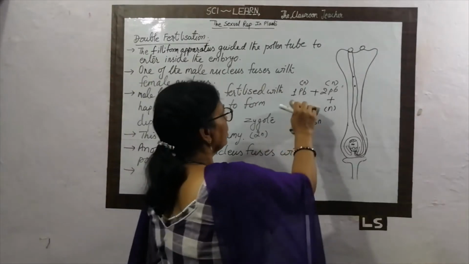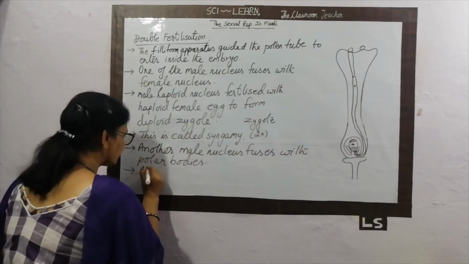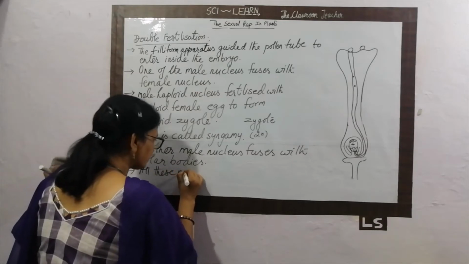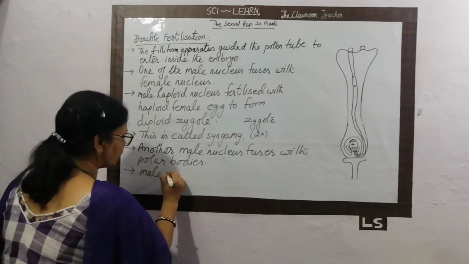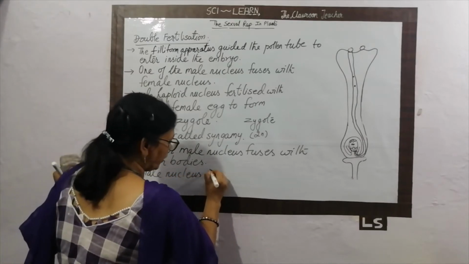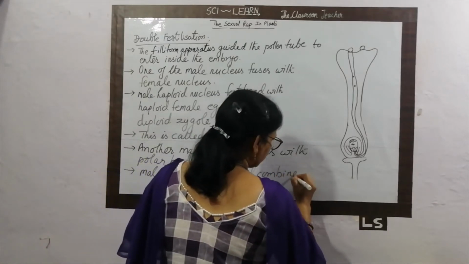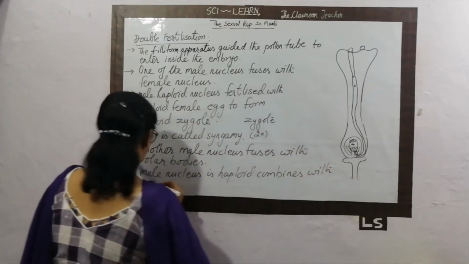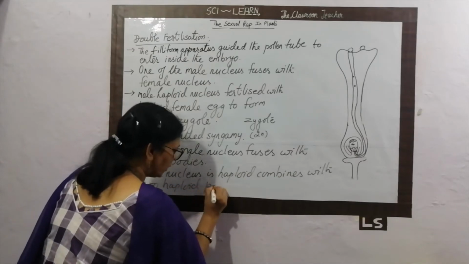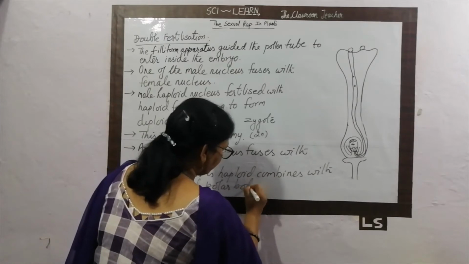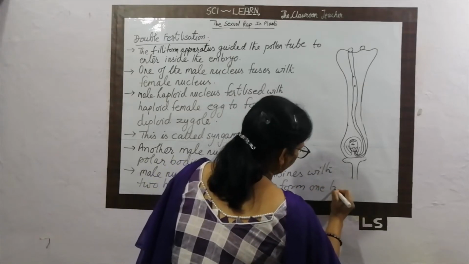What happens when the second male nucleus combines with the polar nuclei? The male nucleus, which is haploid, combines with two haploid polar nuclei to form one triploid nucleus.